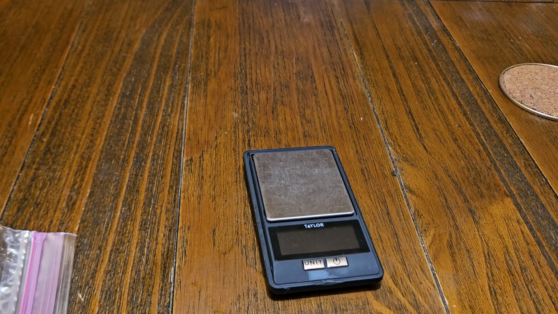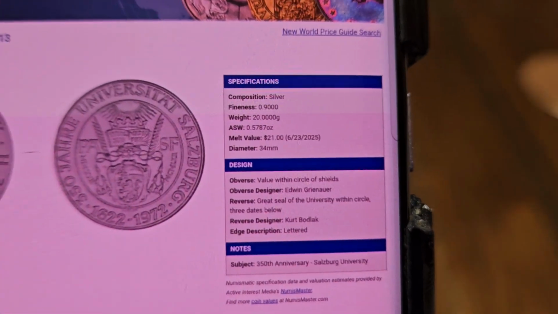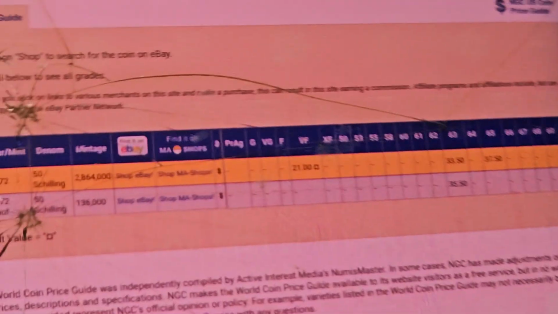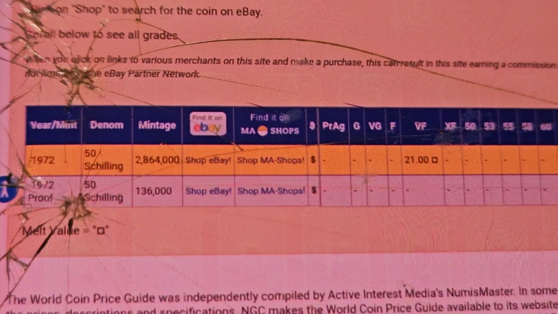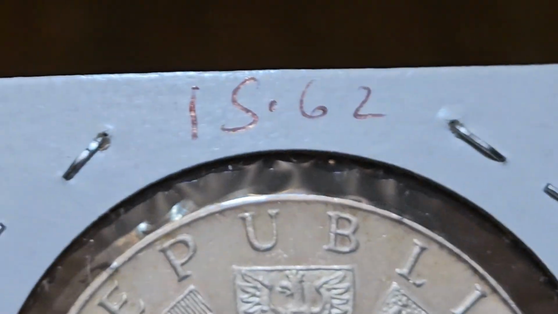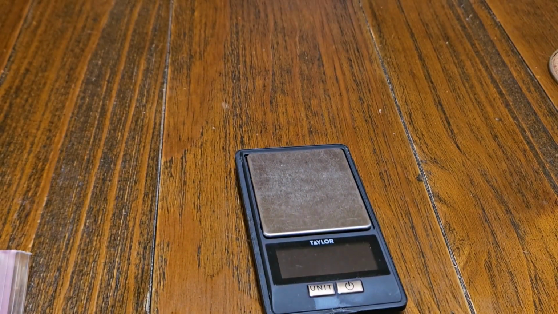Okay. Well, let me pause it. Okay, I figured out I had accidentally typed the wrong date, but it's the same exact silver weight. So you guys don't think I'm pulling shenanigans. The mintage on this coin is 2.8 million. Alright, so yeah, $21 coin. We got it for $15.62. Yay.